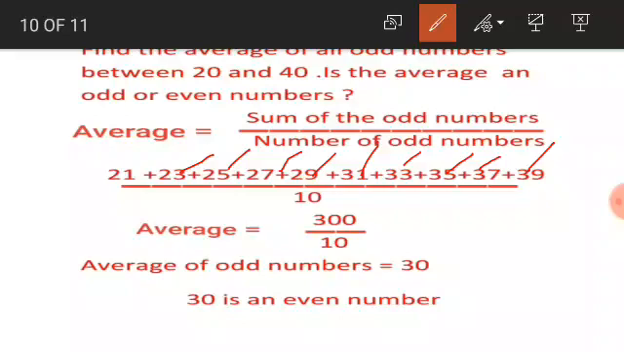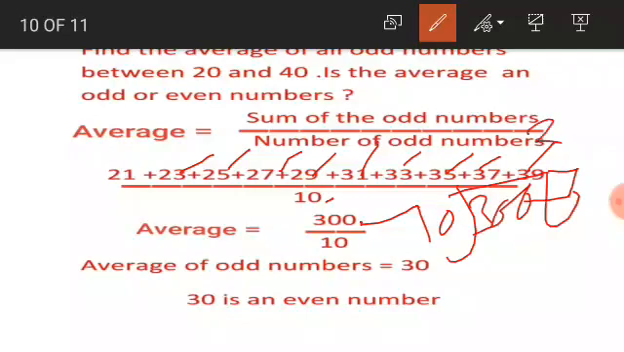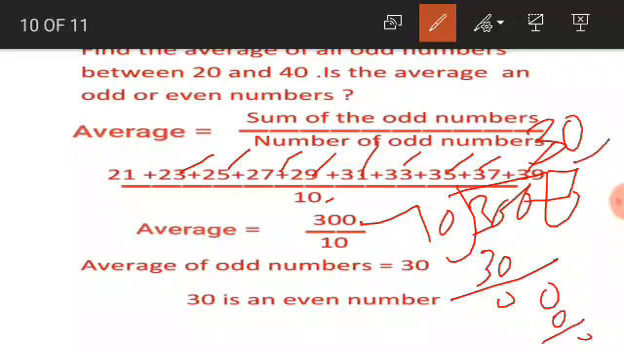Now we will add all the numbers and these numbers divided by 10 because there are 10 odd numbers between 20 and 40. So when we add all the numbers, we get 300. Now we divide 300 by 10. We get 10 3s are 30 and 0 remains same. Now 30 is the average of odd numbers. Now 30 is an even number.